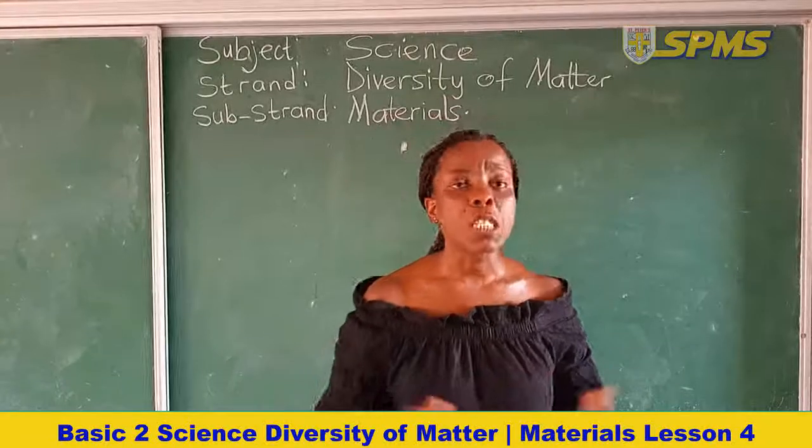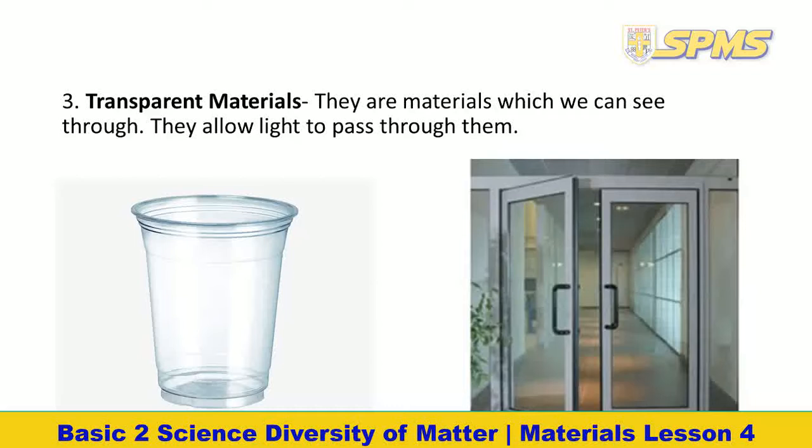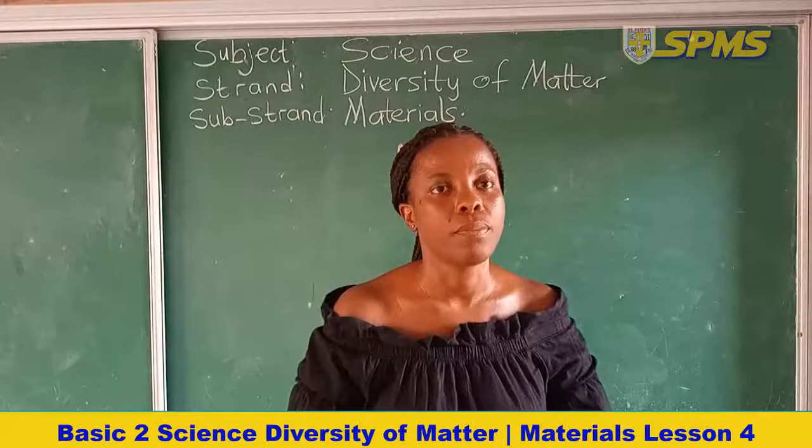Some of them are also transparent. Remember our keywords? We said transparent means what? Substances that allow light to pass through, or things that you can see through clearly. So we have some materials that you can see through clearly. Examples are the glass or the plastics. So you can see an example of a what? A plastic cup and then a sliding door. They are transparent. Why? Because they are made from transparent material.